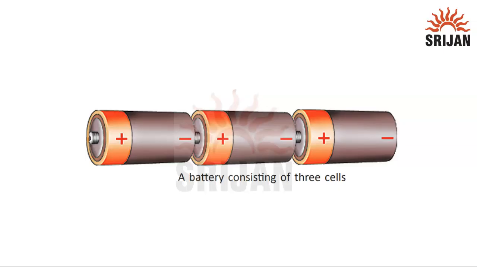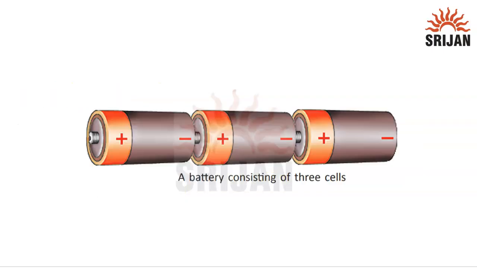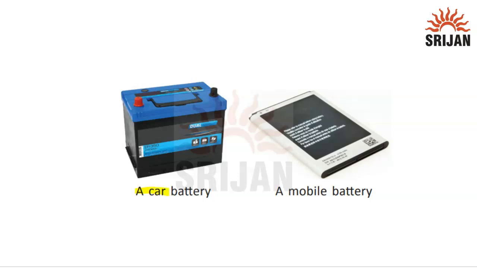So here, suppose this is the figure, basically my cell 1, this is cell 2, this is cell 3. Here we are able to see these opposite terminals, that is negative and positive terminals, are interconnected. Then again negative and positive terminals are interconnected with each other in order to form a battery. The appliance with which the battery is to be used is connected between the positive terminal of the first cell and the negative terminal of the last cell. This arrangement of grouping of cells so as to form a battery is called series grouping of cells, means back to back grouping of cells. Here are examples again: a car battery, a mobile battery.